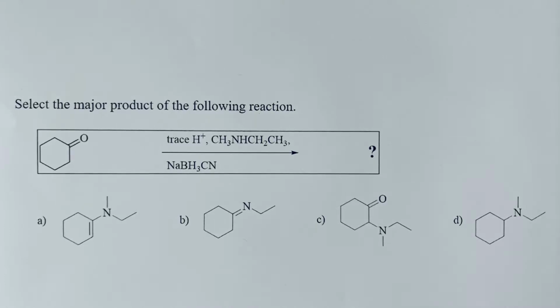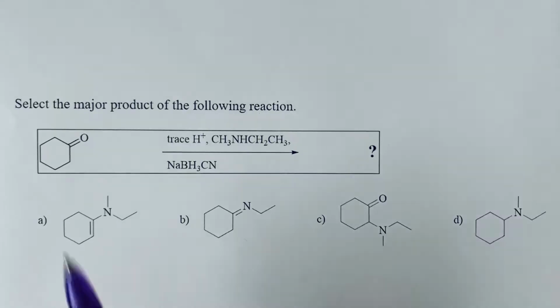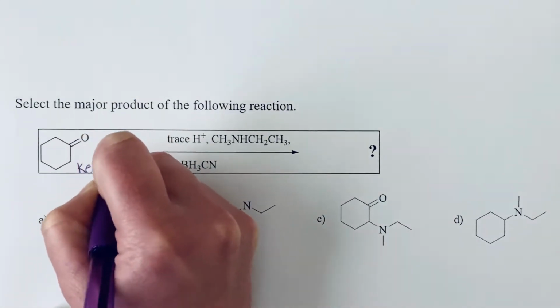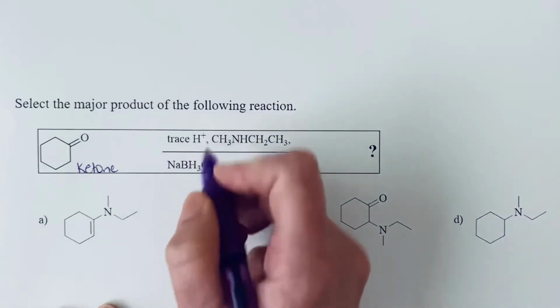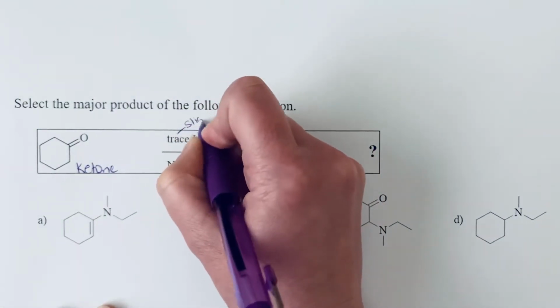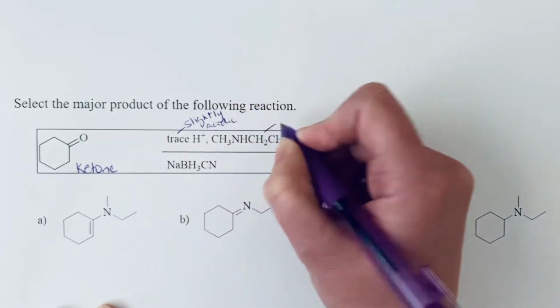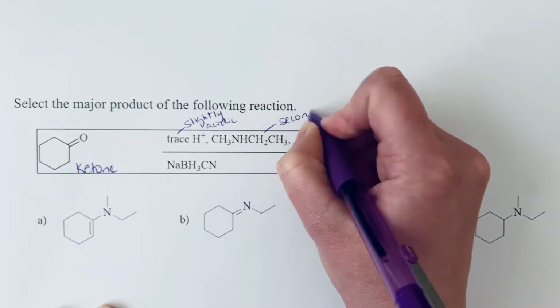Select the major product of the following reaction. So we can see that we have a ketone as our starting material, and we are reacting this with trace acid, so this is just slightly acidic conditions, and a secondary amine.